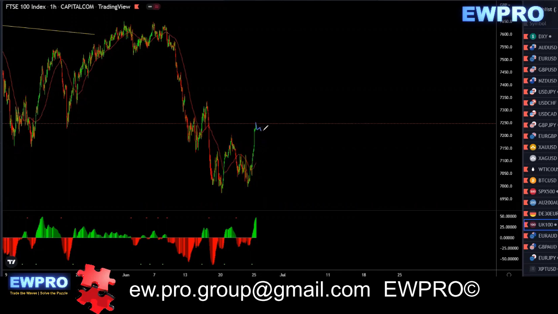On the H1, you can look for the buys because we don't have any bearish divergence, so you can keep on looking for the buys. But as soon as you start to get that bearish divergence on the H1, then you'll start looking for that sell.